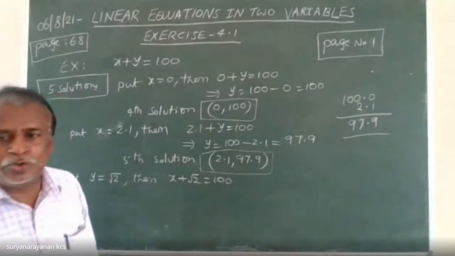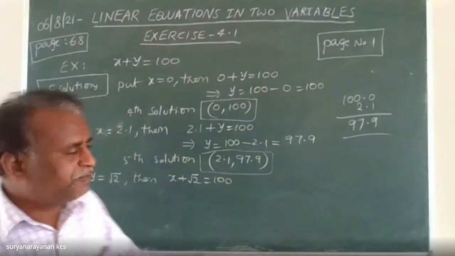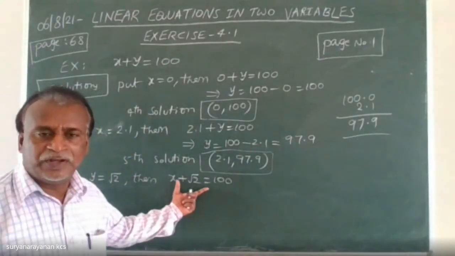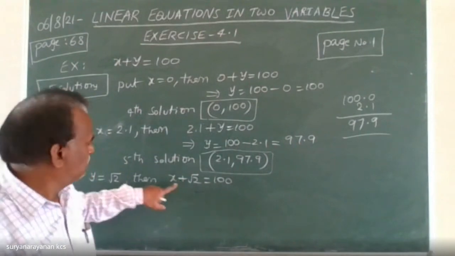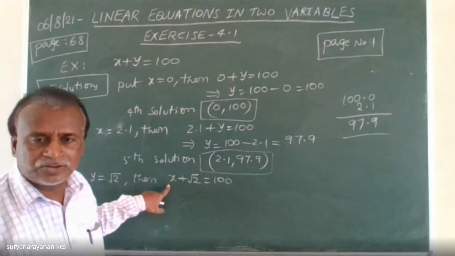x plus root 2 is equal to 100. If you observe this equation in this step, it is a simple equation in one variable x. Solve this equation.